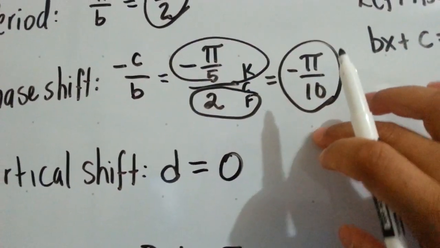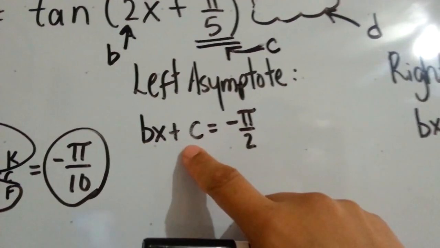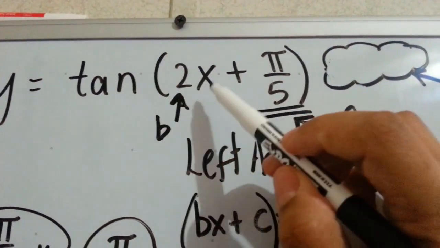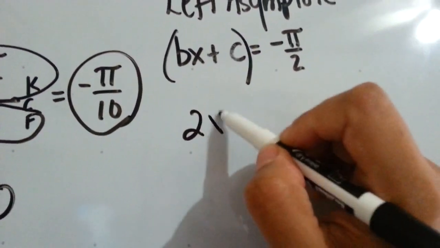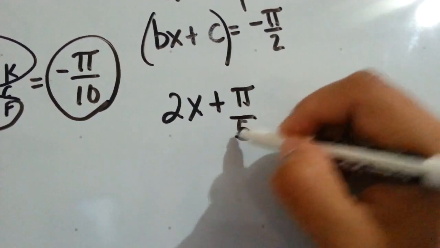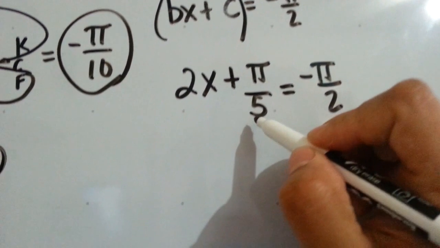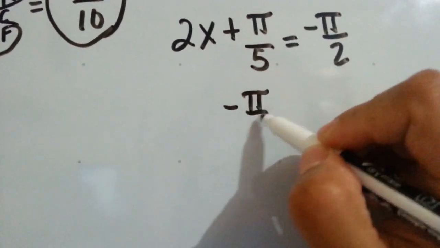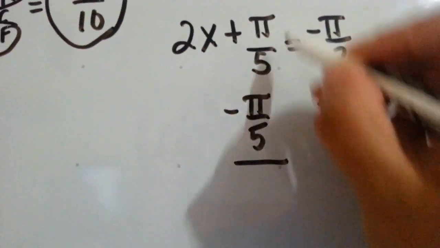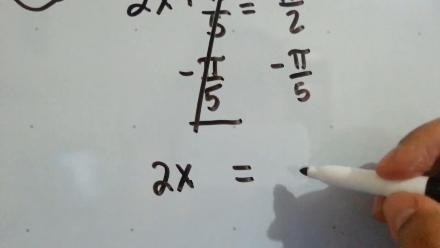So we have the period, the phase shift, and the vertical shift. And we have to find the left asymptote. Bx plus c, it's what's in the parentheses. So the parentheses is 2x plus pi fifths equals negative pi over 2. Since this is plus pi over 5, we'll subtract pi over 5 from both sides. Okay. So then we have 2x equals.